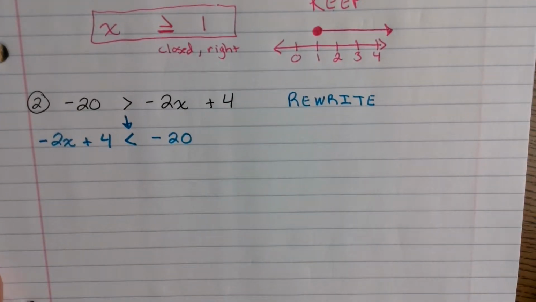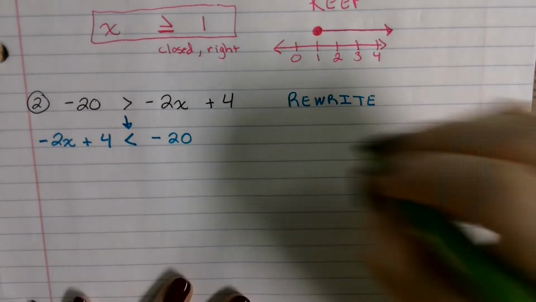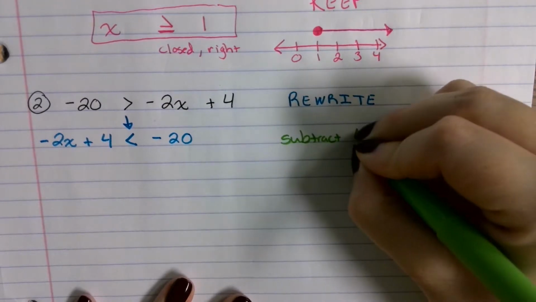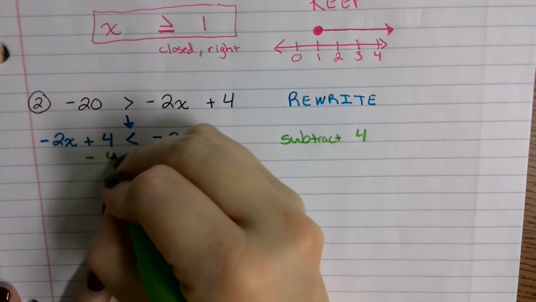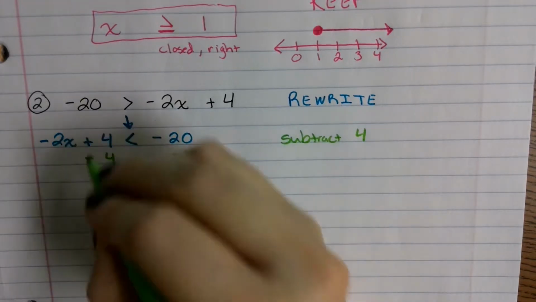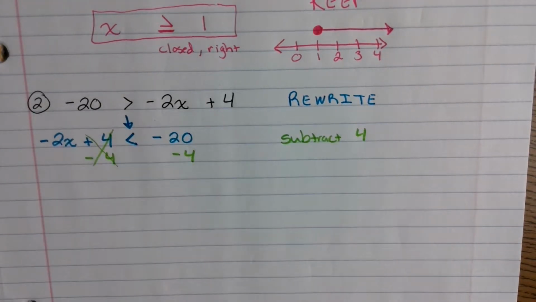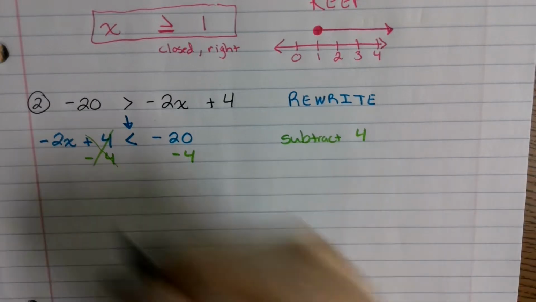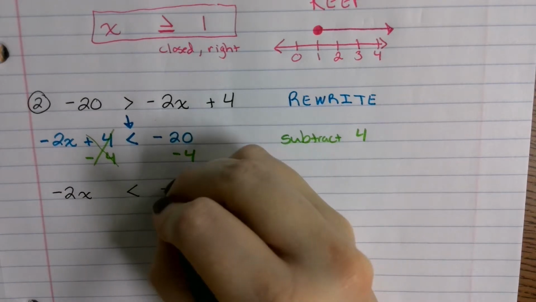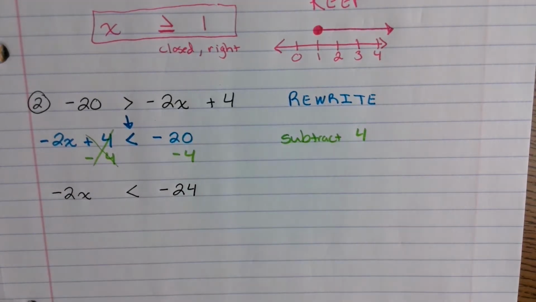What's the first inverse operation that I'm going to need to do, Julian? Subtraction. So we're going to go ahead, bless you, we're going to go ahead and subtract 4 from both sides. These 4s will get canceled out. And we're left with negative 2x is less than negative 24. You're going to check it with your calculator.